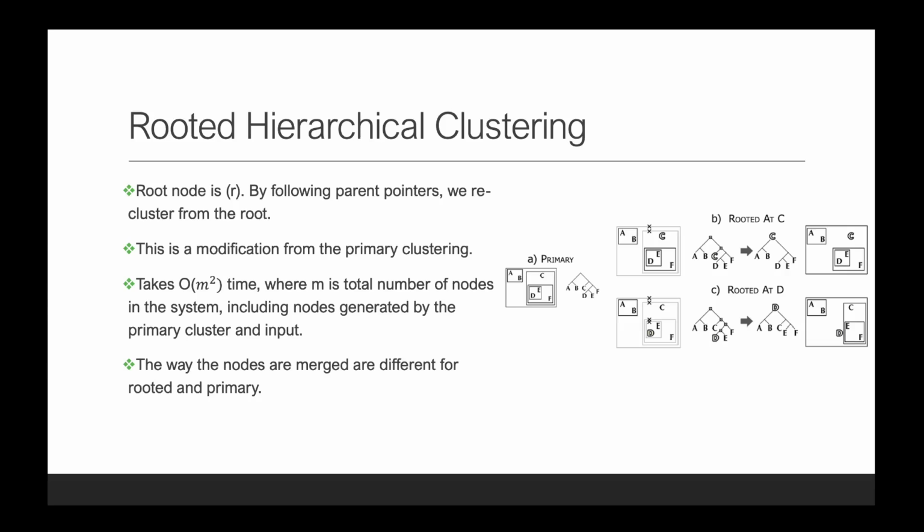It takes big O of m squared time, where m is the total number of nodes in the system, including the nodes generated by the primary cluster and input. The way the nodes are merged is different for rooted and primary. Without reuse of the substructure, they are able to implement this whole algorithm in big O of m squared time.